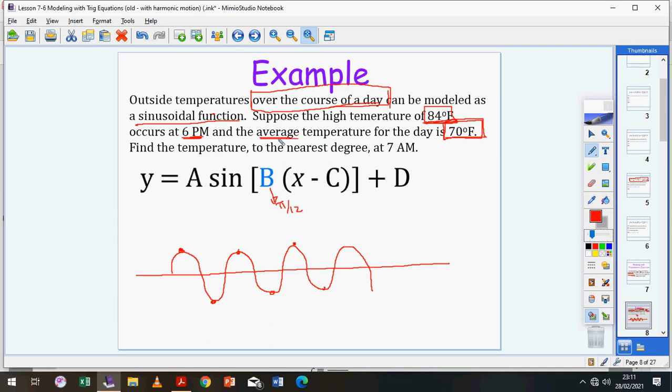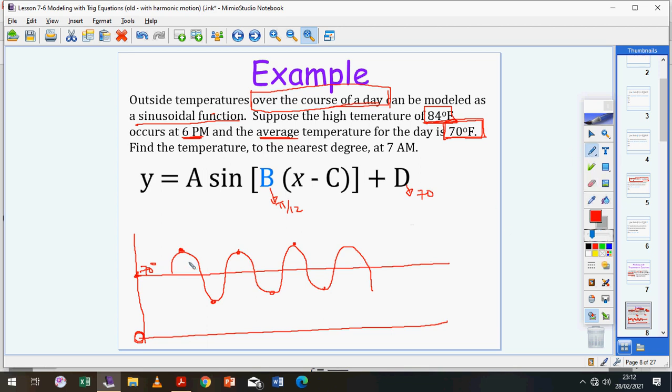So it's telling me that this midline is at 70. And remember what I said about the midline earlier. The midline is the value of y for which the graph has been shifted up or down. If this is at 70, that means I have a 0 somewhere down here. And this graph, which was supposed to begin at 0, which was supposed to have its midline at 0, now has its midline at 70. So that means that that 70 is my d value, right? That's my d value.